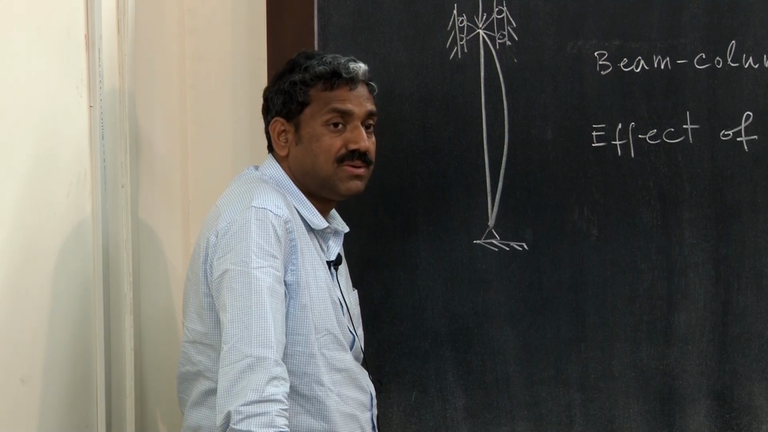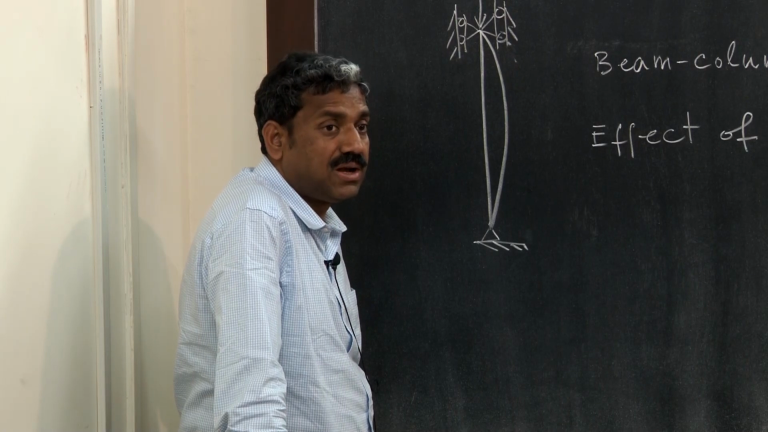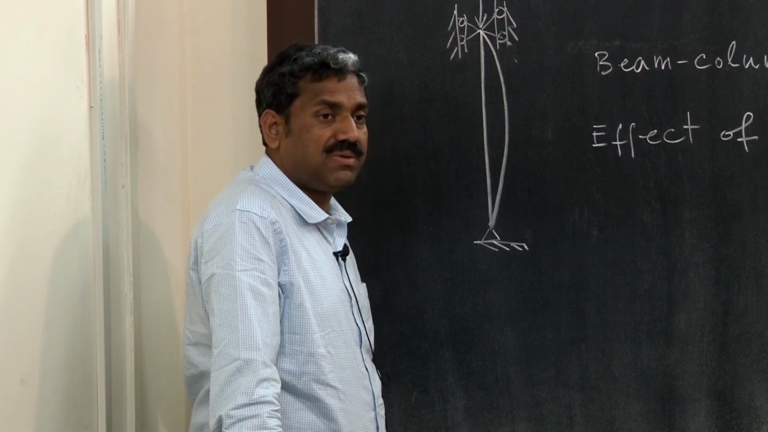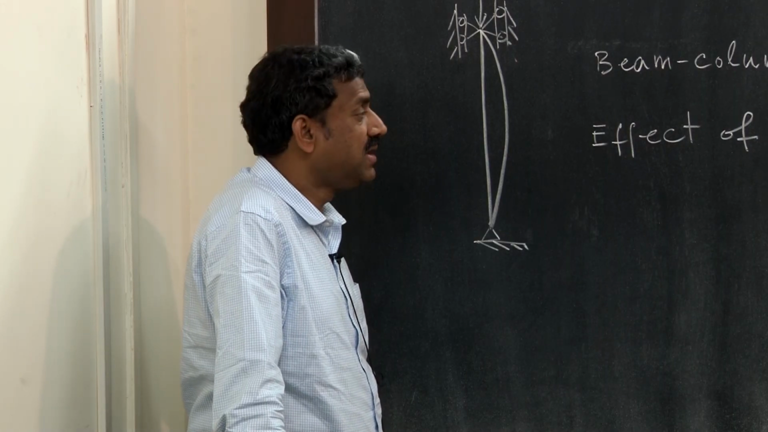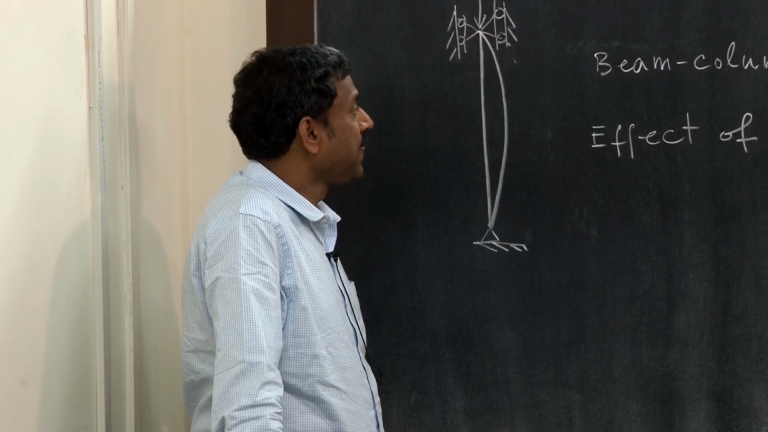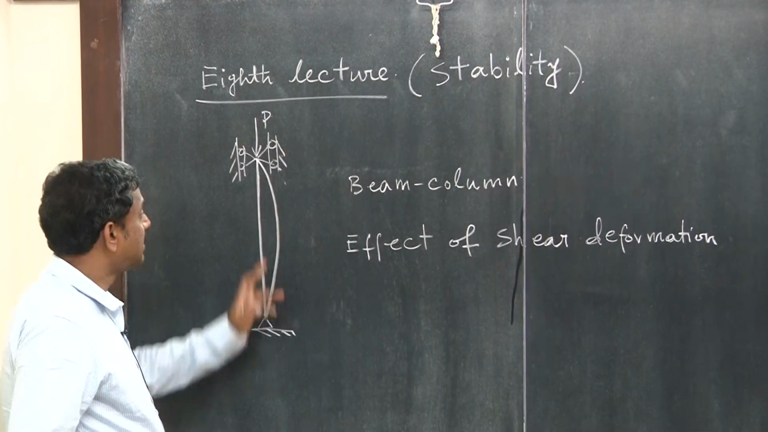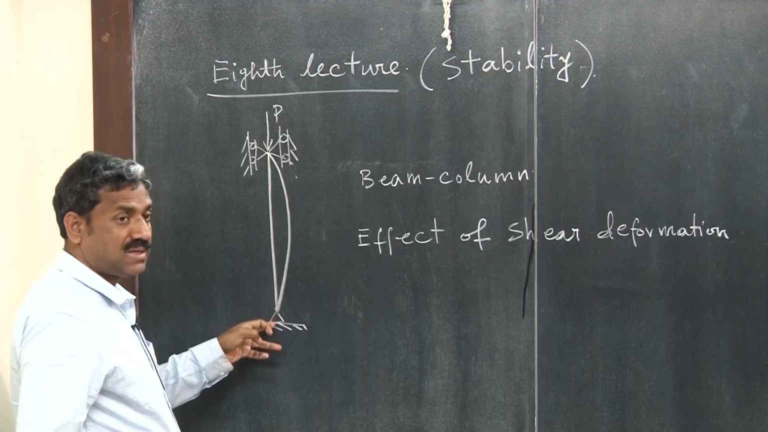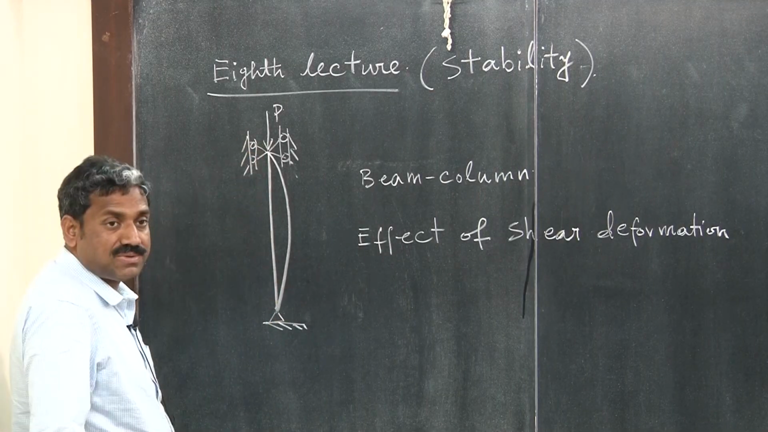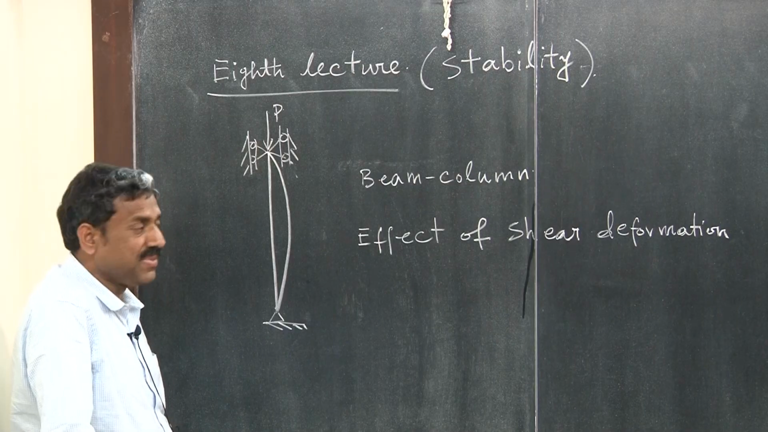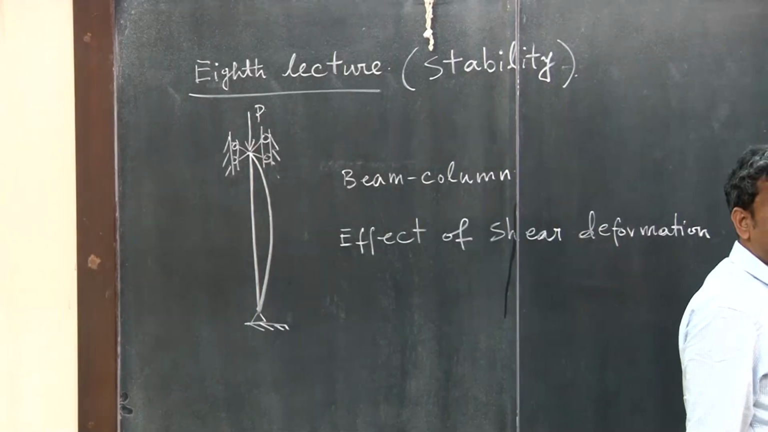So, here we will first demonstrate the influence of shear deformation on the critical load. For that, once again we are adopting the energy method, which is very intuitive and very easy. Here we are considering a column subjected to load. One end is hinged, the other end is also hinged, but axial deformation is allowed, right.